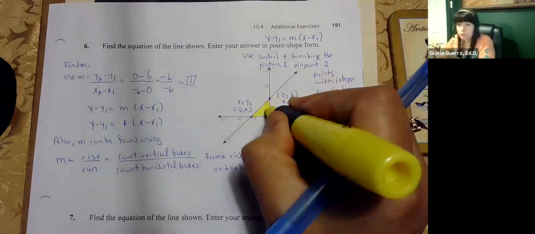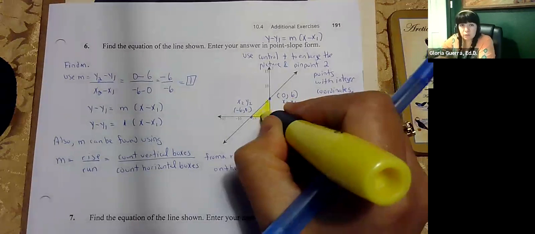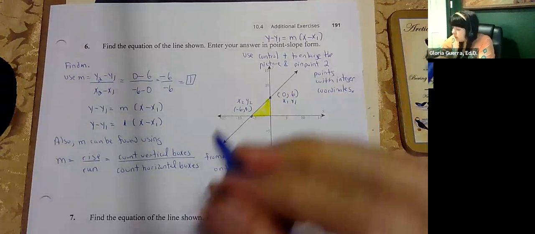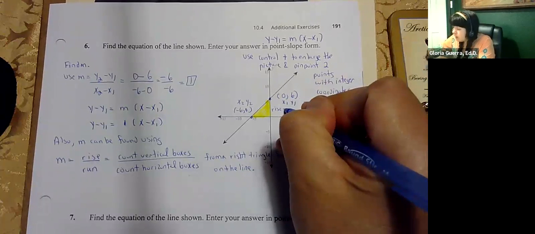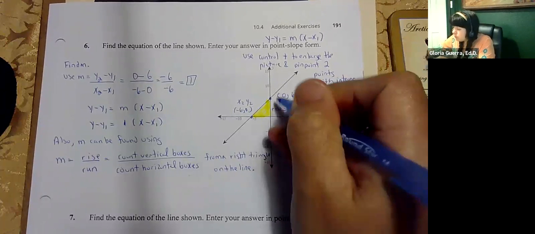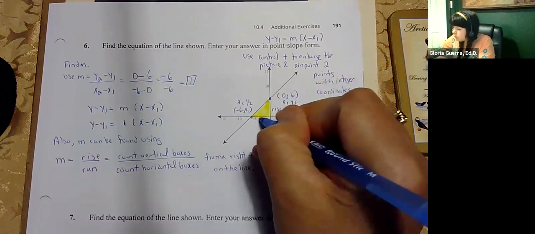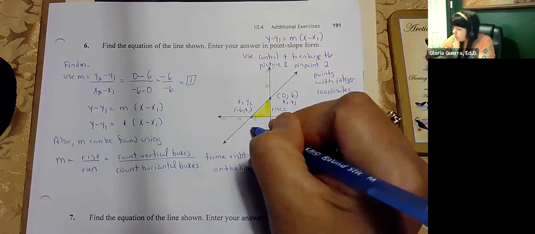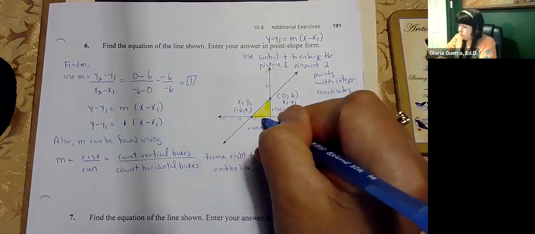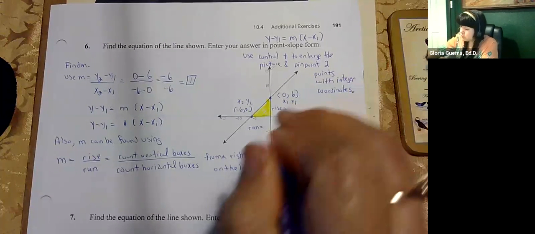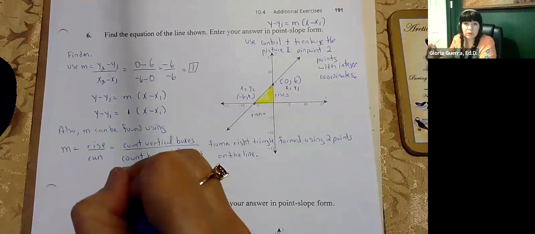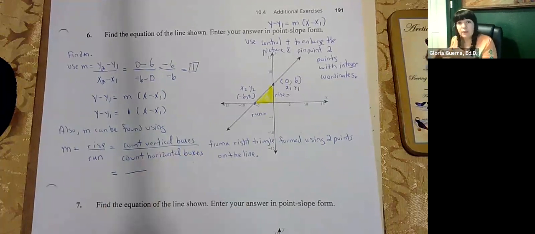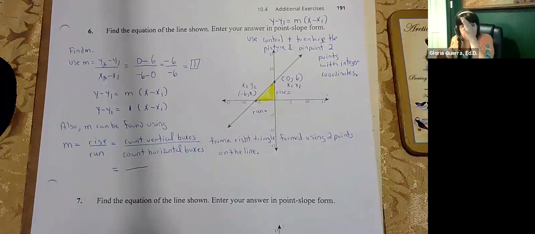So if you could just count your vertical boxes right here for your rise, and then you can just count your horizontal boxes right here for your run, then you'd have another way to express your rise over run with these 2 numbers by counting your boxes. And then you have to decide on the slope. Is it a positive slope or a negative? So you have to manually do that.